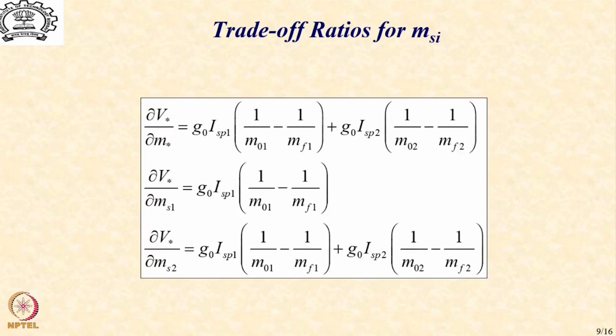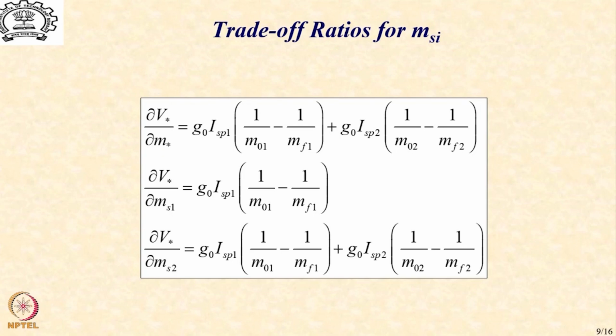Let us now take the partial derivatives of the velocity equation, the way it is written, and immediately we realize that as both M01 and MF1 and M02 and MF2 contain the M star, and it is a logarithmic function of M star.